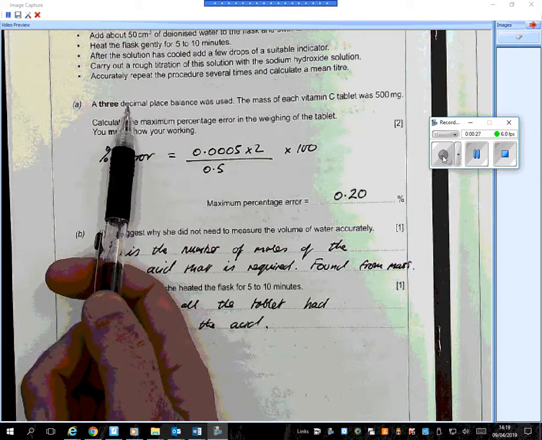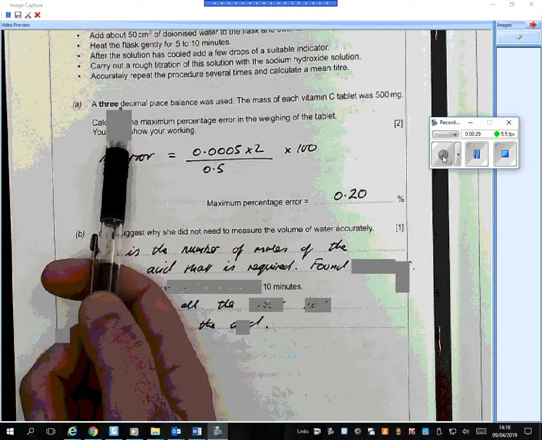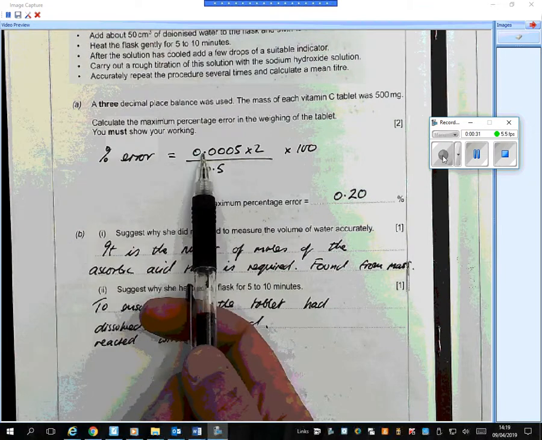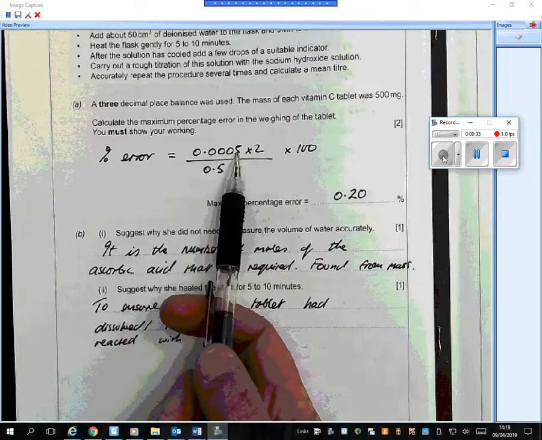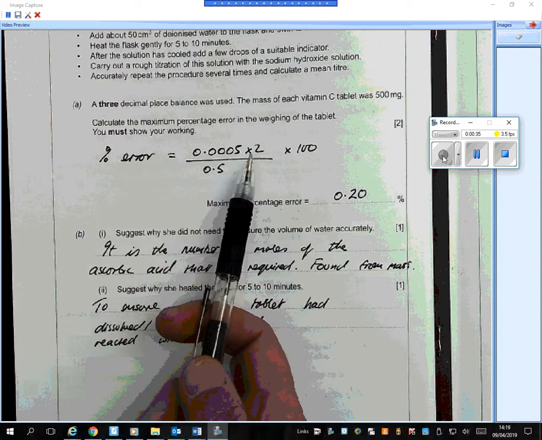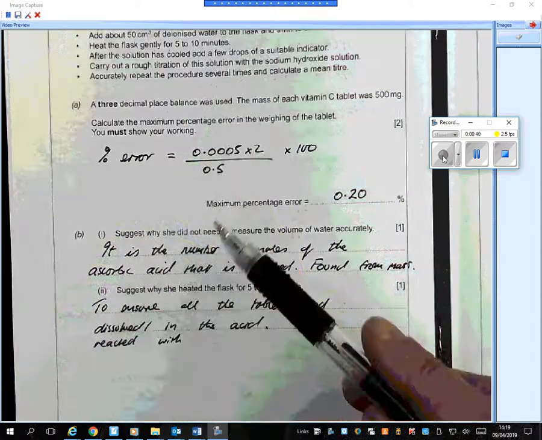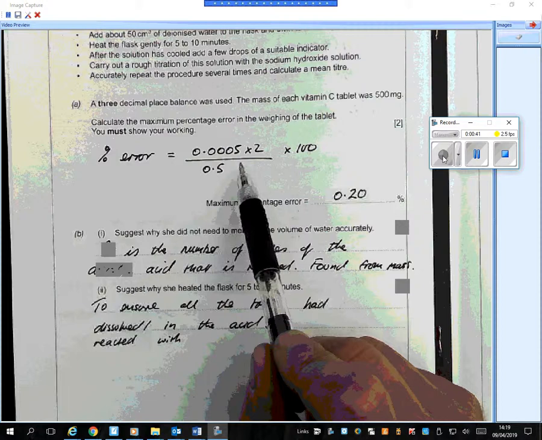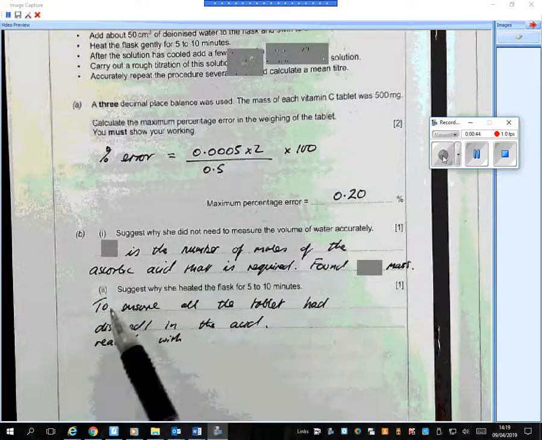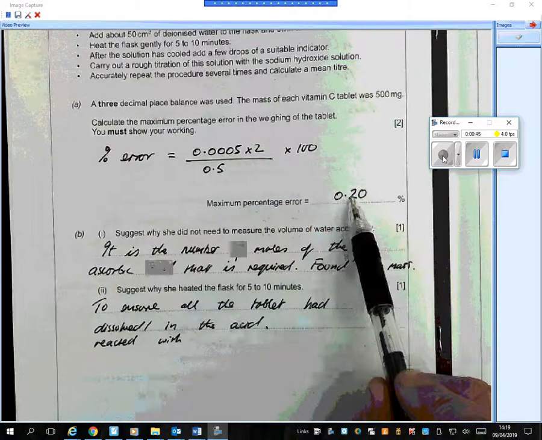So when you work out the error in a 3-place balance, you're going to have the smallest division, so that's going to be 0.0005. But you do weigh twice if you read through the question here. Reweigh, record its mass. So you've got double that over 0.5, which is the mass, times 100. So the maximum percentage error is 0.2.